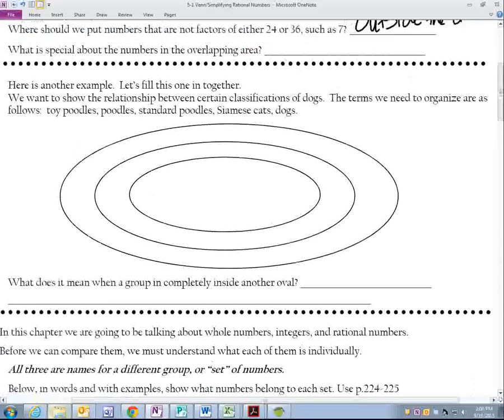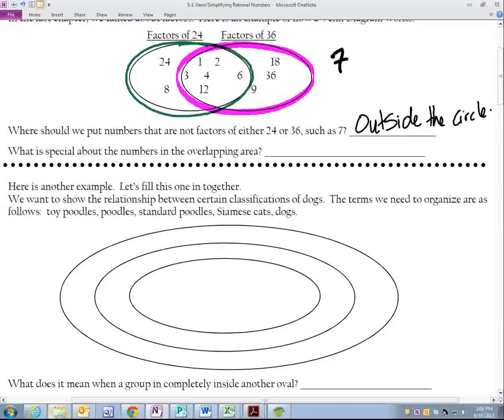Let's find out. It says here, what is special about the numbers in the overlapping area? What's so special about them, Jamichael? Yes, they are common factors. They are common factors. Okay, reading along again. Here's another example.